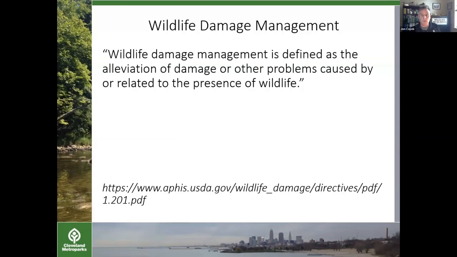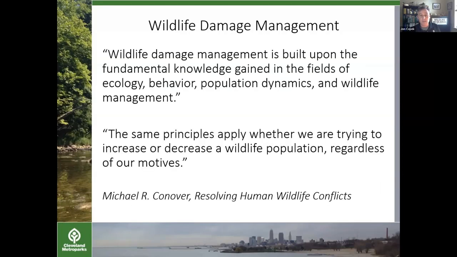So let's establish what we're talking about. What is wildlife damage management? Wildlife Services defines it as the alleviation of damage or other problems caused by or related to the presence of wildlife. Dr. Michael Conover's book, Resolving Human-Wildlife Conflicts, is a great reference, and he adds these points.